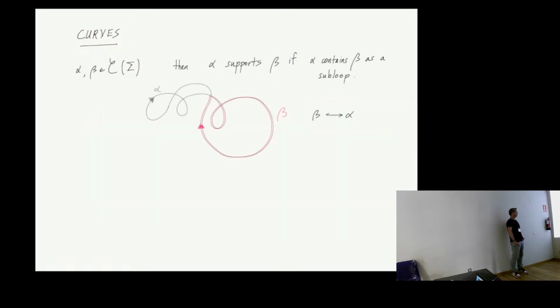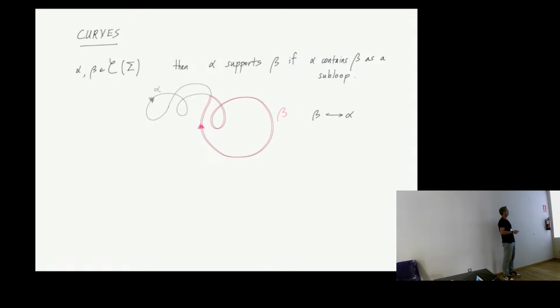Right? And I want to put relationships between curves. And here's a structural type of relationship that you can have between curves: you can say that one curve supports another if the first curve contains the other as a proper subloop. And so here's an example that luckily for us is that the computers decided not to erase completely. Right?